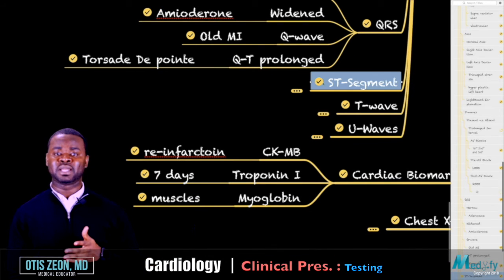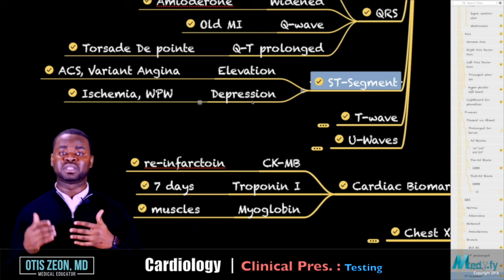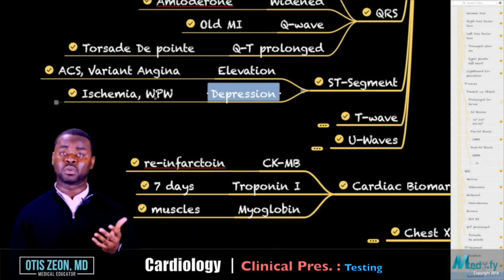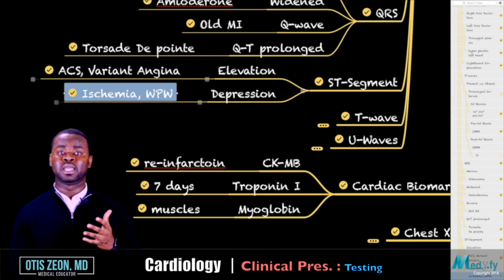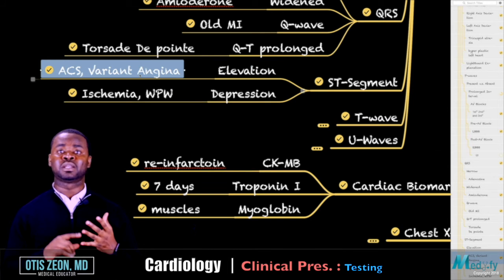Then you talk about the ST segment. Essentially, this is where you deal with the elevation and depression. Depression means ischemia of the heart. Wolff-Parkinson-White can also present with ST depression. And elevation, this is where you deal with acute coronary syndrome, which we say is unstable angina, non-STEMI and STEMI, versus variant angina as well.